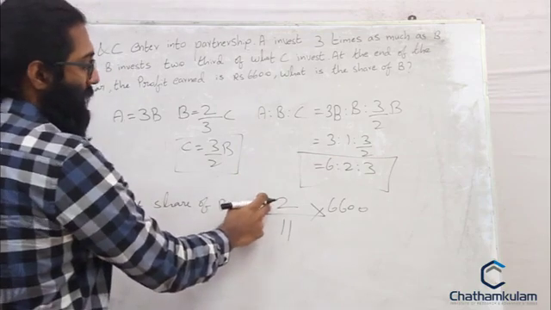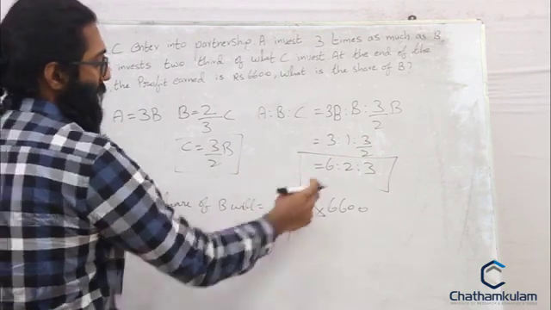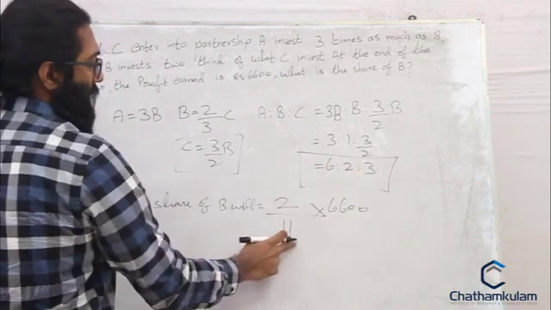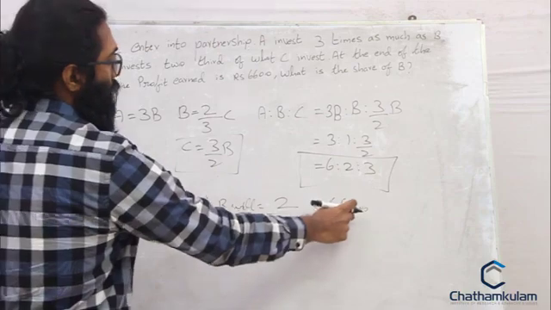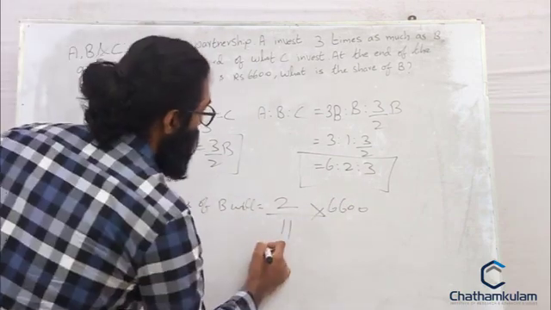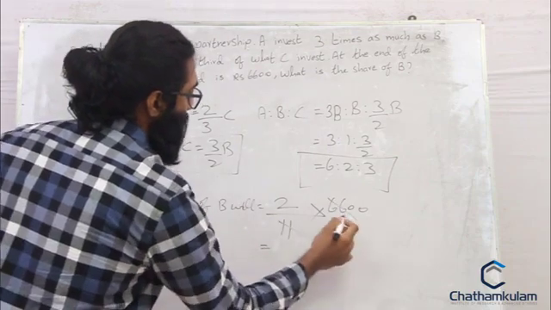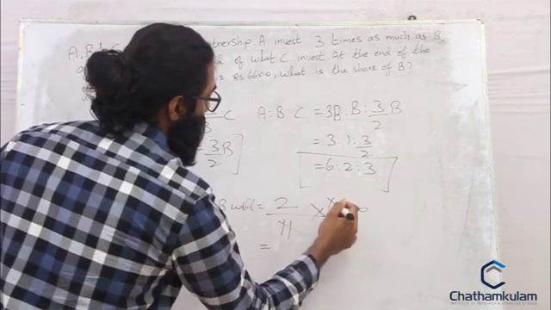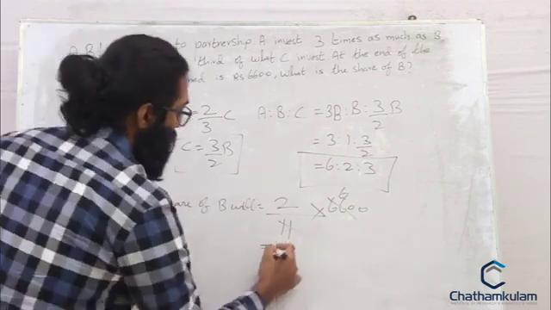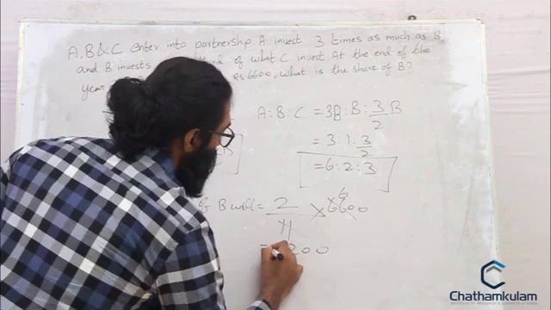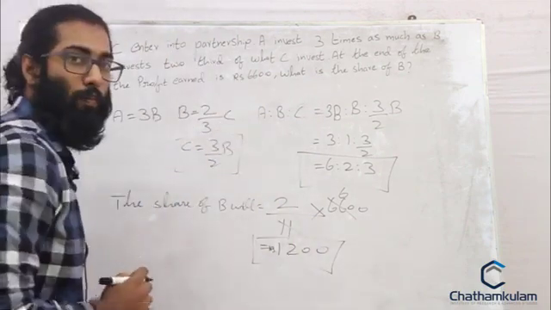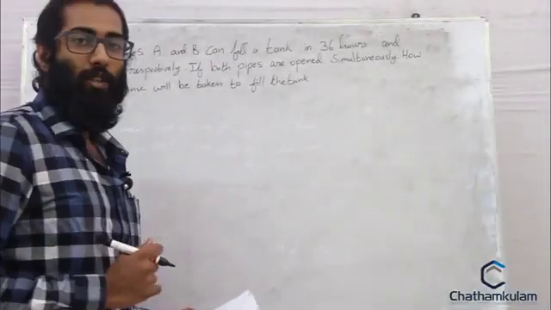So we write it here, 2 divided by 11. 11 is, we add 6 plus 2 plus 3, into the profit amount. It will give you the share of B, which is equal to, we cancel 11 and 6,600. You get 600 into 2 is 1,200. So rupees 1,200 is the share of B. So let's see the next question here.